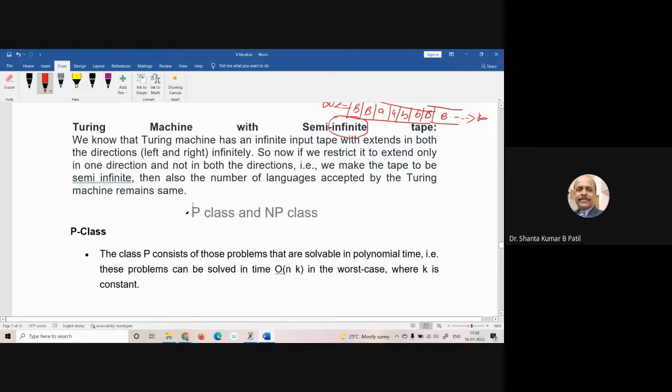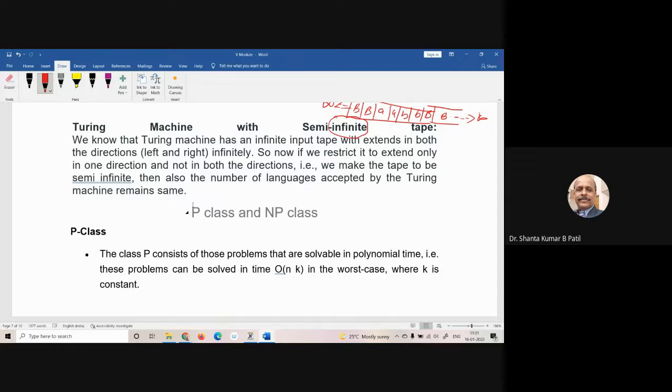Generally, P is a problem that can be solved in polynomial time. For example, you can take linear search, binary search, insertion sort, merge sort. They can all be solved in polynomial time. Whereas non-polynomial, you can solve the problem, but not in finite time. Such a class you can call the NP class.